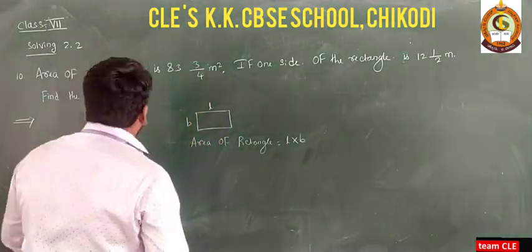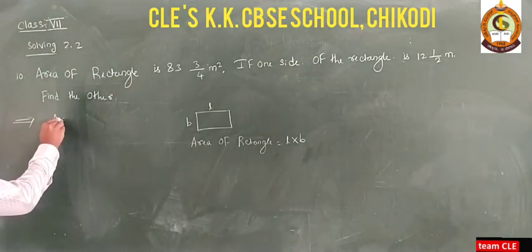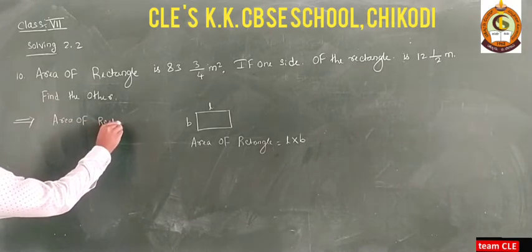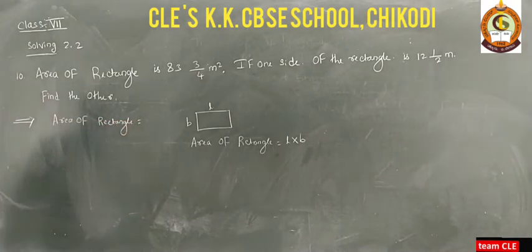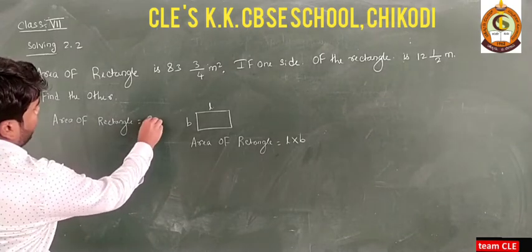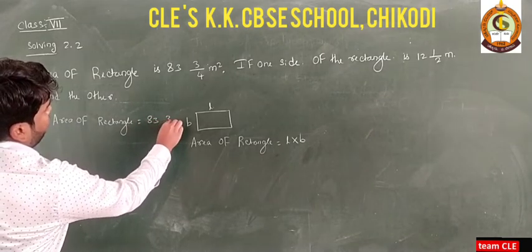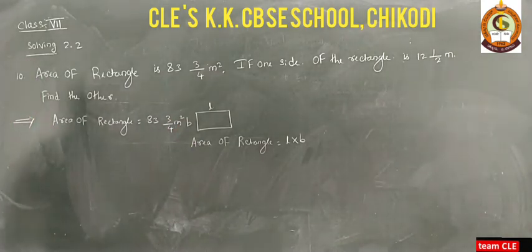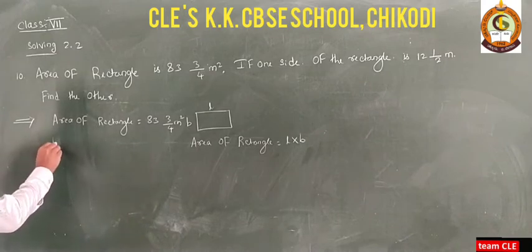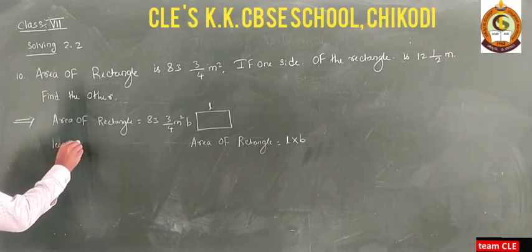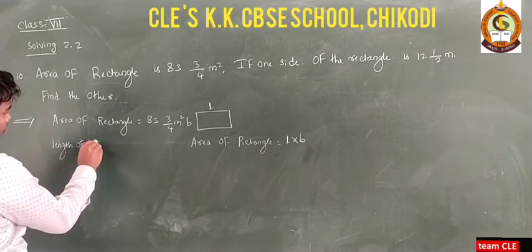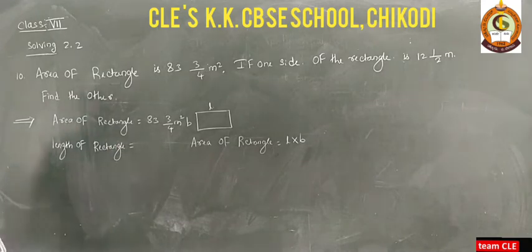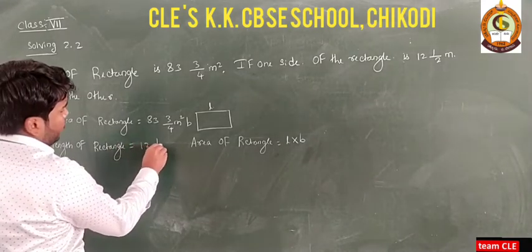They have given the area of the rectangle. What is the area of the rectangle given in the question? That is 83 3/4 meter square. So this is the area of the rectangle, and one side of the rectangle means the length side. What is the length of the rectangle they have given? That is 12 1/2.